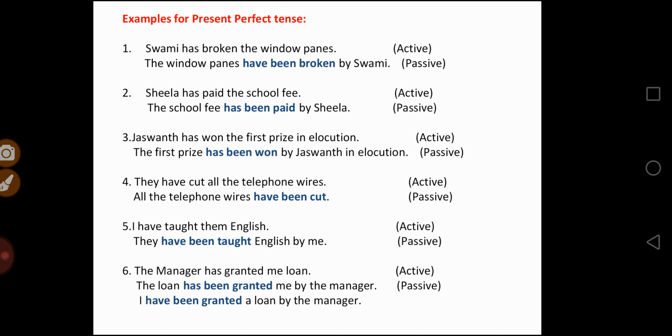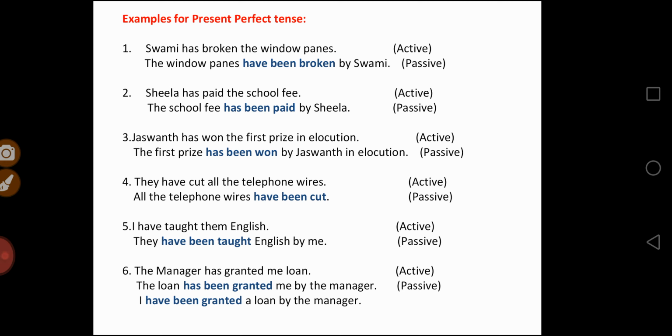Examples for present perfect tense. Swami has broken the window panes. The window panes have been broken by Swami. Here, Swami in the active voice, the subject, is singular, so we have used "has". Whereas in passive, the window panes are in plural. That's why we have used "have been".